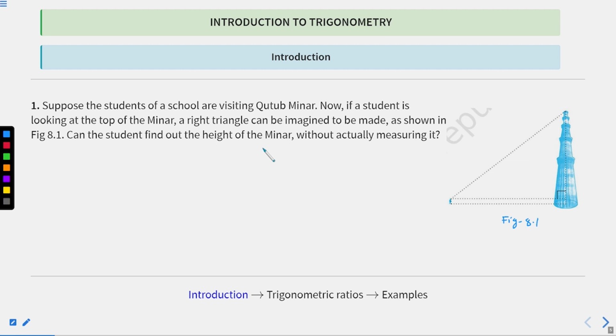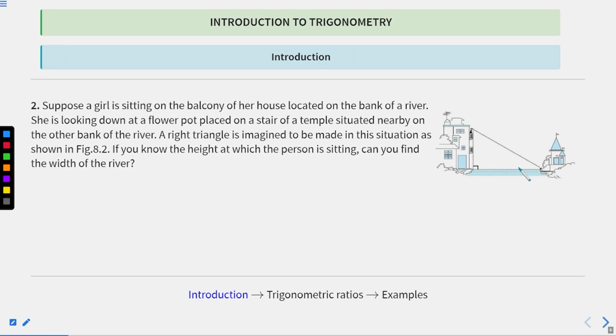We have known about the Pythagoras theorem, which is applicable for a right angle triangle. Here it is a right angle triangle, so we can use Pythagoras theorem and find out the height of the Minar. In this chapter we'll learn about some trigonometric ratios that will help you to find the height of this triangle. Let us see one more example.